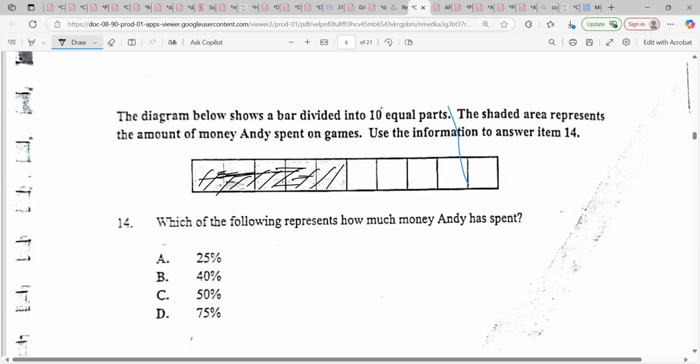All right. It says now, which of the following represents how much money Andy has spent? So work that out for me, please.